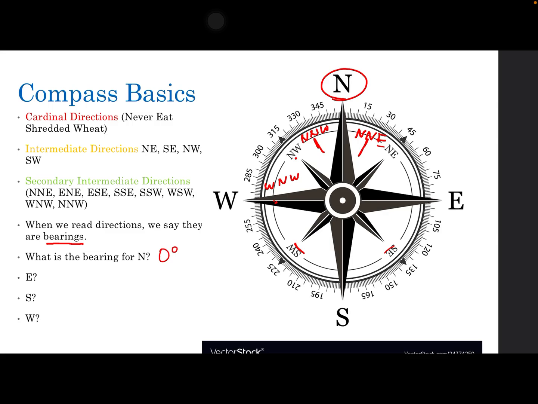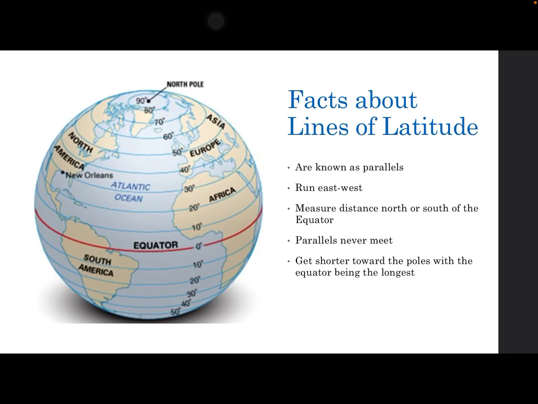East, on the compass that we're looking at here, every long line is going by 5 degrees. So we've got 75, 80, 85, 90. So east would be 90. South, right here, we've got 165, 170, 175, 180. And west, 255, 260, 265, 270. So that's your basic directions or bearings.